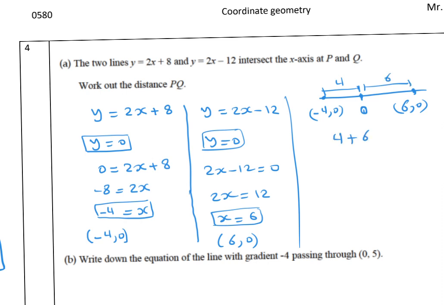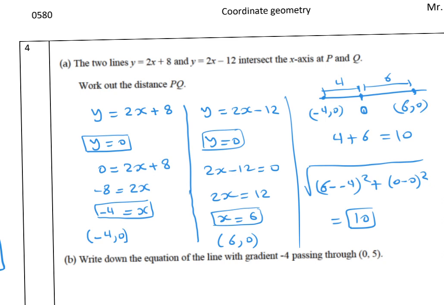Or you can use the distance formula. But because both points are on the x-axis, we can deduce it directly, or 6 minus negative 4, because they are on the same line. Or you can use the distance formula: 6 minus negative 4, all squared, and 0 minus 0. We get the same answer, which is 10. So to find the intersection with the x-axis, y equals 0. Also, to find the intersection with the y-axis, x equals 0.